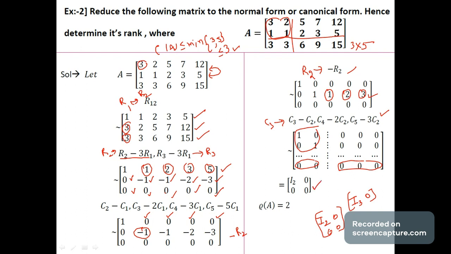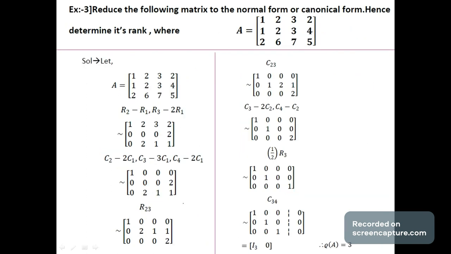So in this normal form, the order of the identity matrix is 2. So therefore, rank of the matrix equals 2. Once the matrix is reduced into normal form, then rank is equal to the order of the identity matrix. Next question.